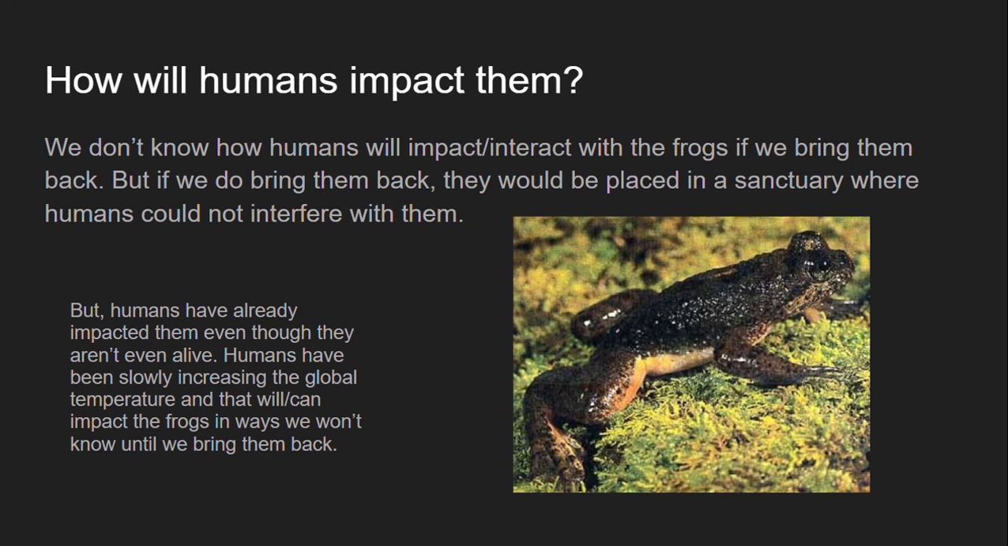Human impact: we don't know how humans will really impact the frogs once we bring them back, but when we do, they'd be placed into sanctuaries where humans could not interfere with them, so it probably wouldn't affect them in the first place. But even though we're going to put them in an isolated environment, humans have already impacted them by contributing to global warming, and that probably will impact the frogs in ways that we don't know until we bring them back.